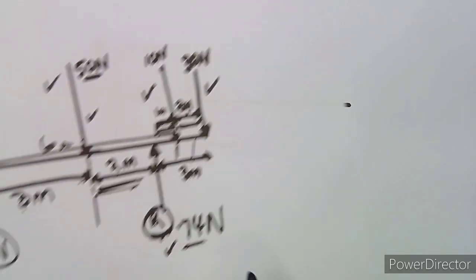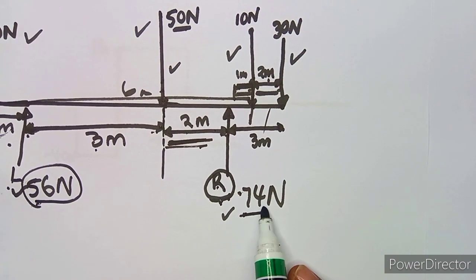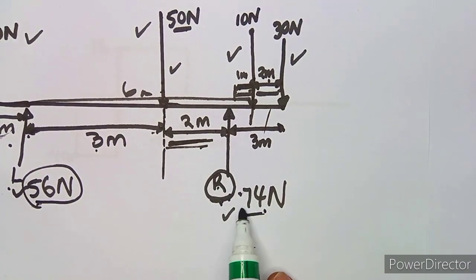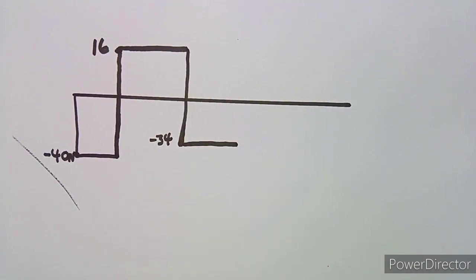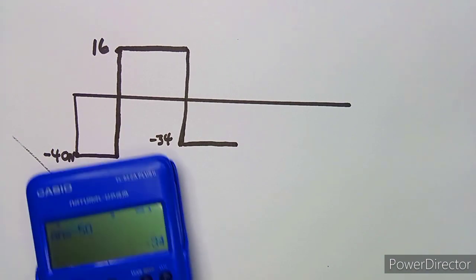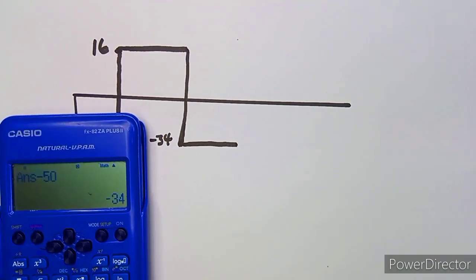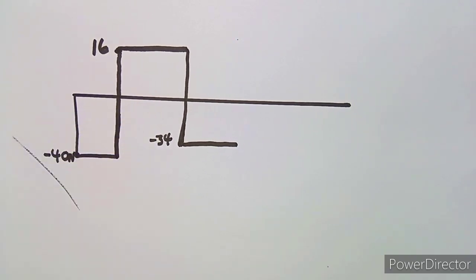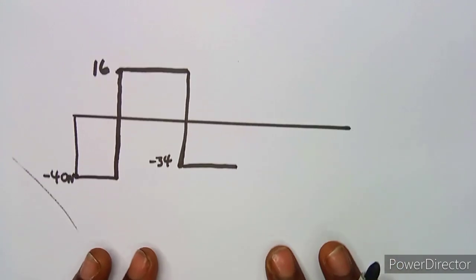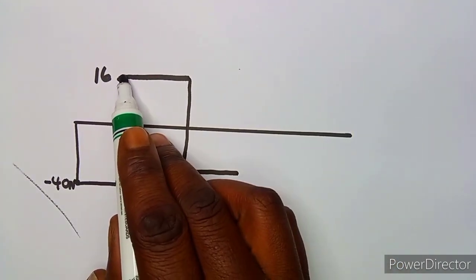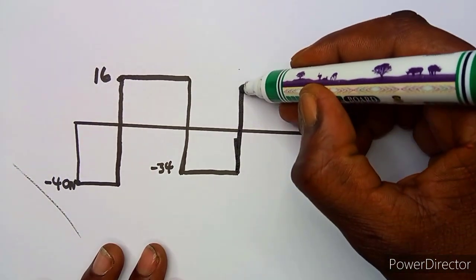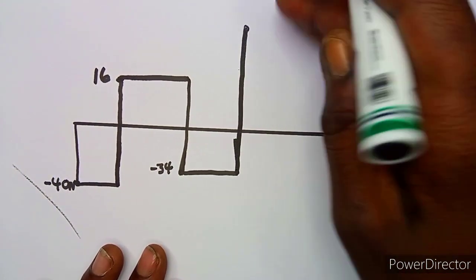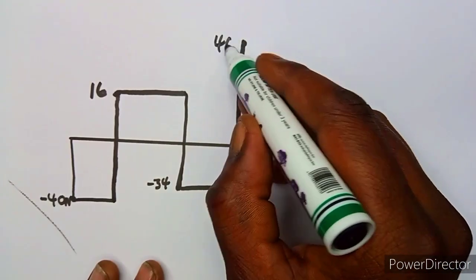Okay, then at R here there's 74 newtons, which is moving upwards. Take note, guys, 74 newtons upwards. Whenever there's an upward, you add, downward you subtract. That's the concept. So it's minus 34 plus 74. That's how you do it. You're going to obtain 40. So 40 is above 16, which is on the positive. So you're going to move upwards like this. But 40 is actually above 16, so let's just say this is your 40 like this.